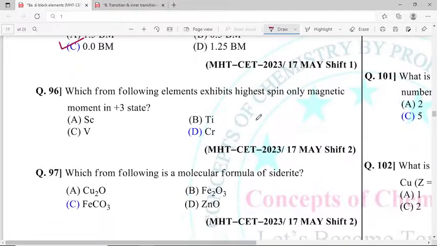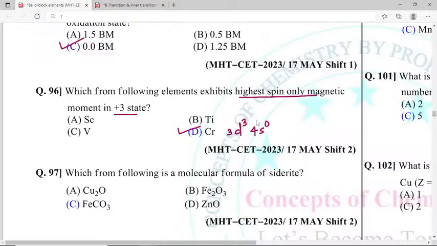Which of the following elements exhibits the highest spin-only magnetic moment in plus 3? Highest spin, chromium plus 3. So 3d3, 4s0. So there are 3 unpaired electrons.